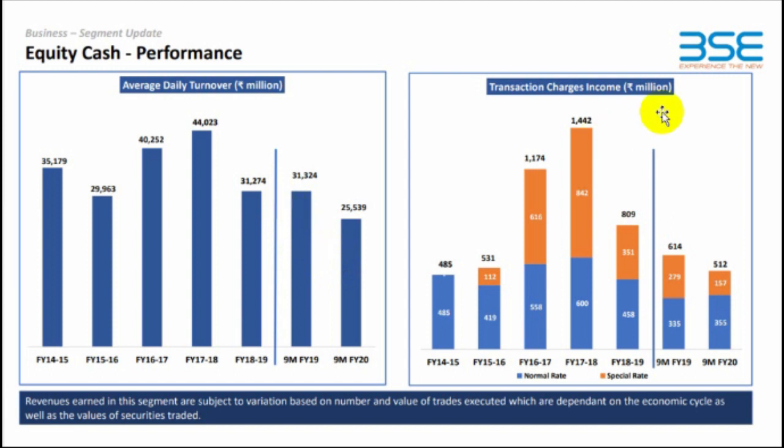If we look at the transaction charges, that is how much income it received through this turnover in millions of rupees, in FY 14-15, on a turnover of 35,179 million every day, in total it received around 48 crores from the equity cash segment. That increased to around 144 crores in 17-18 and has now dipped further back to around 80 crores in FY 18-19. If we look at the 9-month total ending FY 20, the total income received was around 51 crores.